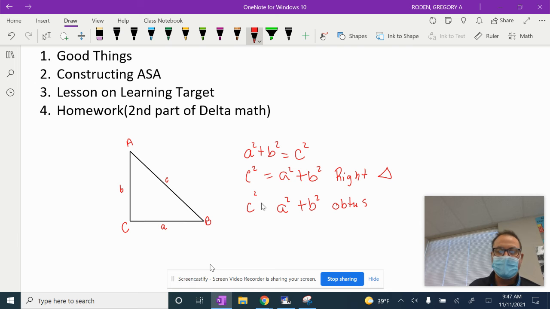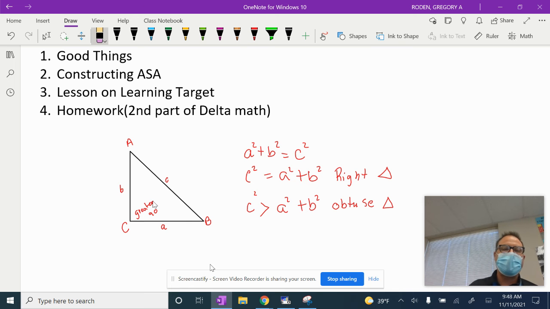If c squared is greater than a squared plus b squared, then it is an obtuse triangle, which means this angle right here is greater than 90. Does everyone understand that? And the reason I'm using c is it's always the largest angle. You guys understand that? That's kind of the notation.